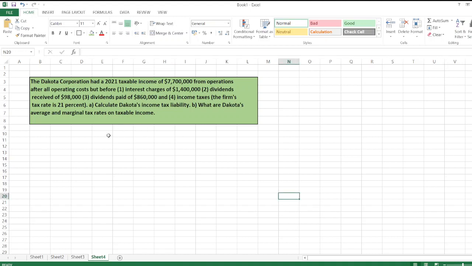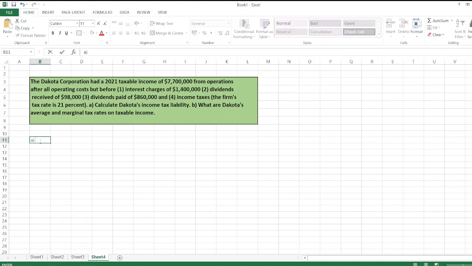Hey guys, the question is that Dakota Corporation had a 2021 taxable income of 7.7 million from operations after all operating costs, but before interest charges of 1.4 million, dividend received of $98,000 and dividends paid of $160,000. The tax rate is 21%. Here we have to calculate Dakota's income tax liability, and Dakota's average and marginal tax rate.